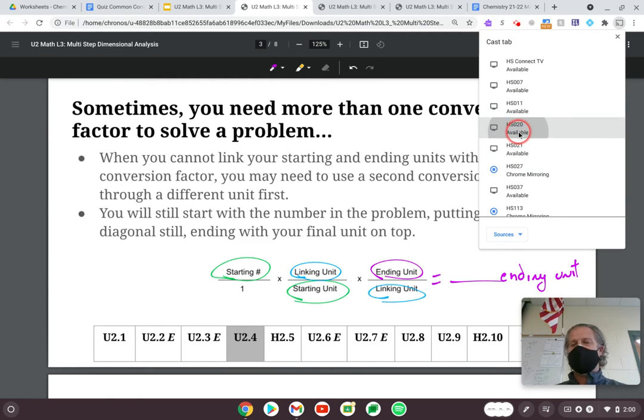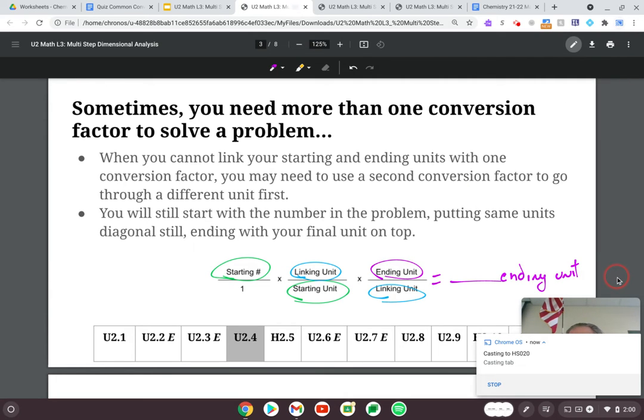So we just have to, I'm just stalling because I screwed up my life.